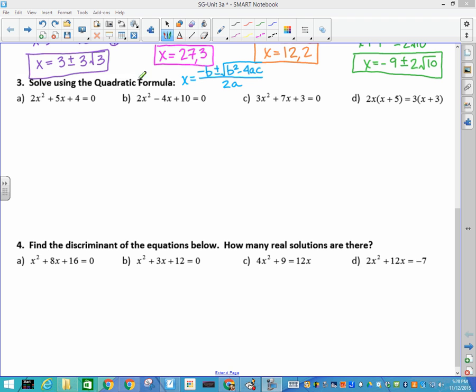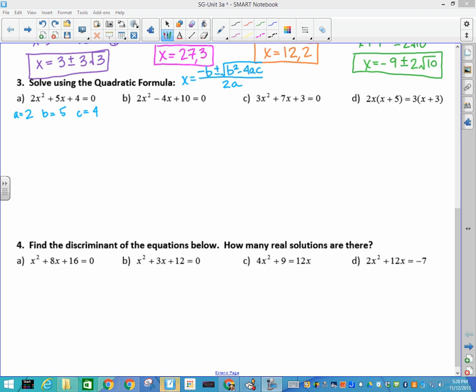Okay, remember also when you're doing the quadratic formula, just like we talked about before, that before you figure out what a, b, and c are, you have to have everything set equal to 0 again. So we're going to have to do a little something different on that one. Okay, so looking at the first one, we have that a is equal to 2, b is equal to 5, and c is equal to 4.